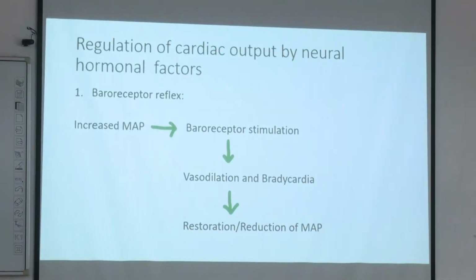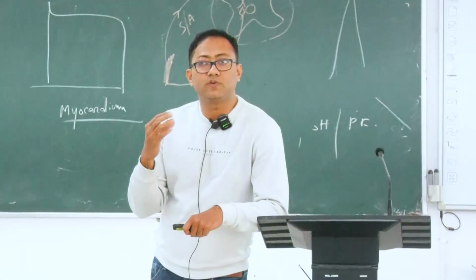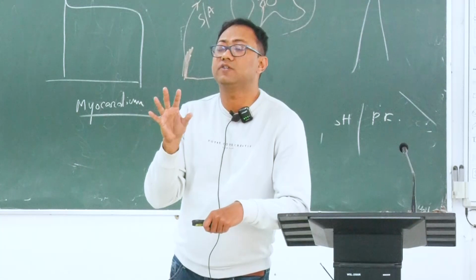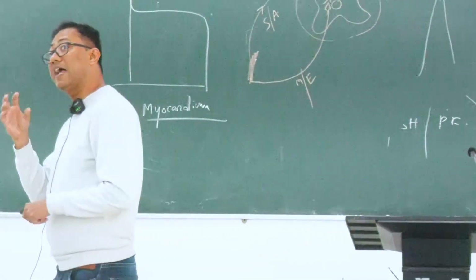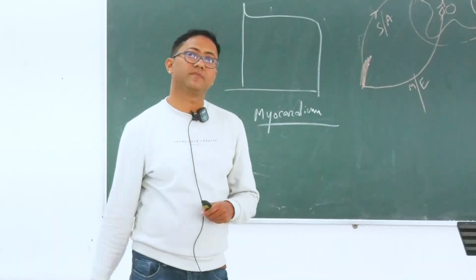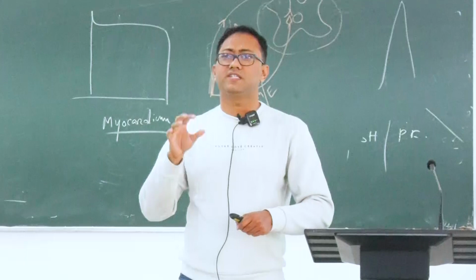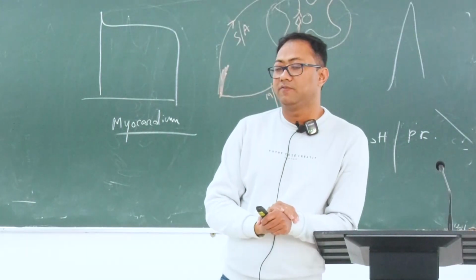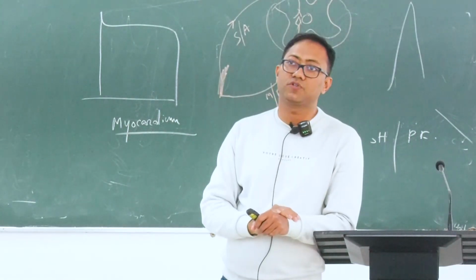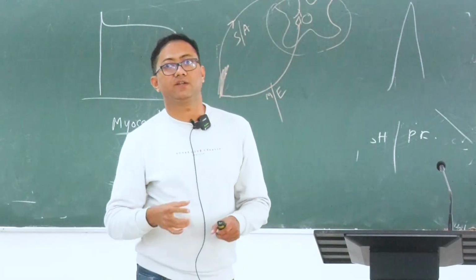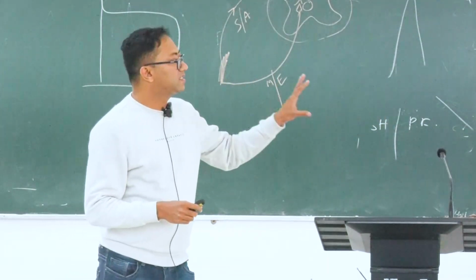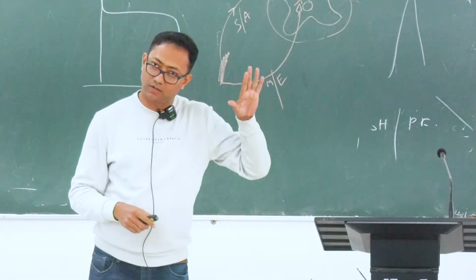Now the baroreceptors are located within the carotid sinus and aortic arch. Once your mean arterial pressure is high, these receptors will be activated and they will send a signal to the brain stem. There is a particular area within the brain stem which is called the vasomotor center. They will send a signal to the vasomotor center, and a signal will come back from the vasomotor center to the heart and the blood vessels, and the final outcome will be vasodilation and bradycardia. And once there is vasodilation and bradycardia, blood pressure will fall.